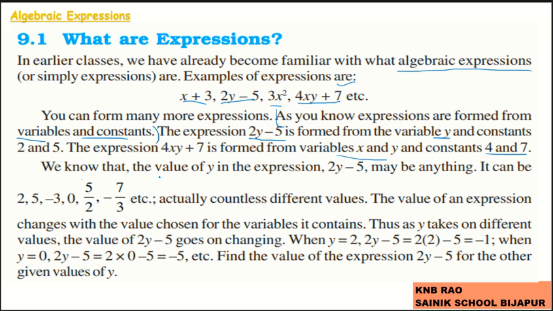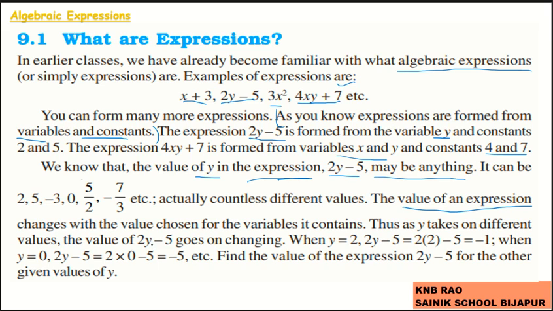Students, we know the value of a variable y in the expression 2y minus 5 may be anything. That is the reason why it is called variable, the one which can vary. I told you the meaning of variable, and it is also called a literal, a letter representing a numeral, in the introduction part of linear equations in one variable. Kindly refer to part 1, part 2, part 3 of linear equations in one variable if you want to be comfortable in this chapter.